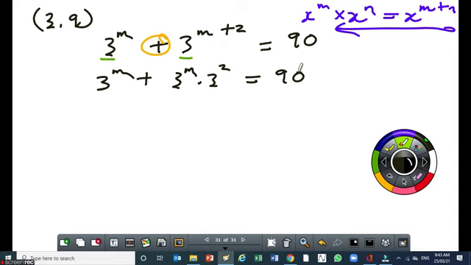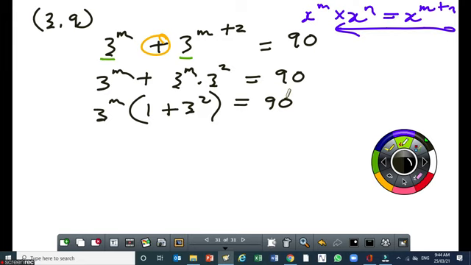Are you following that? By now, I expect everyone to know what I just did, especially the conversion of 3 to the power of m plus 2 to 3 to the power of m times 3 squared. Then the next thing, I'm sure you can see that there's a common factor. So I'm going to take out that common factor, which is 3 to the power of m. So this will be 3 to the power of m times 1 plus 3 squared, equal to 90.